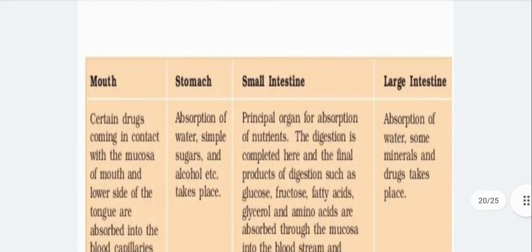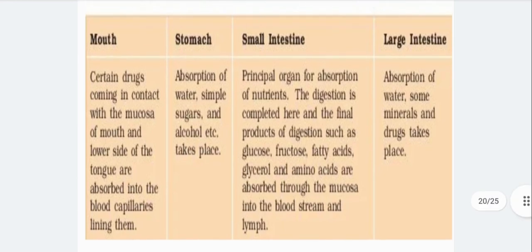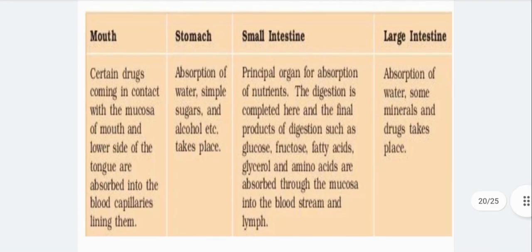Now coming to absorption. Through the mouth, certain drugs coming in contact with the mucosa and also the lower surface of the tongue are absorbed. Many a time in movies, or at home, you have seen that when a person is having acute chest pain, a capsule is placed under his tongue. This is known as trinitroglycerin, or commonly sorbitrate. Certain drugs are absorbed from the under surface of the tongue. This is only written here: through the mucosa of the mouth, some drugs can be absorbed. This is a practical explanation which I have given you.